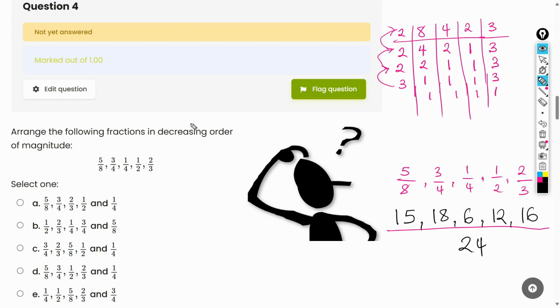So we are going in decreasing order of magnitude. So the biggest number we have is 18. So we start with 3 over 4. After 18, we have 16. So the next is 2 over 3. After 16, we have 15, 5 over 8. After 15, we have 12, 1 over 2. And then we have 6, which is 1 over 4. So our correct answer should be this: 3 over 4, 2 over 3. Yes.